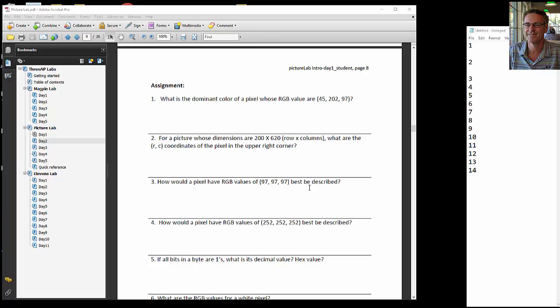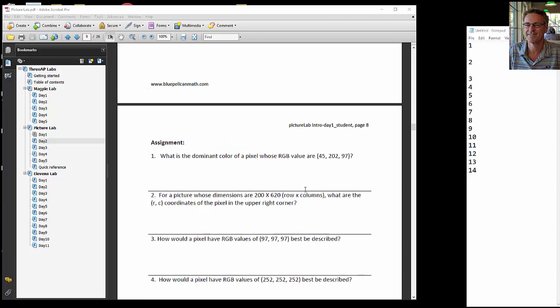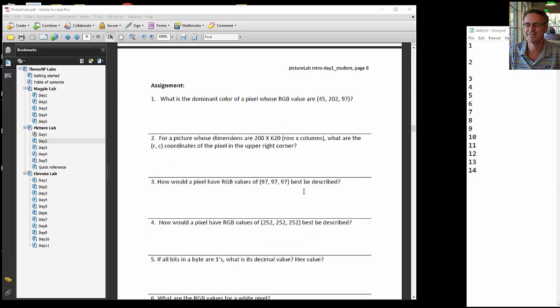For homework tonight, let's take a look at the questions, the assignment at the end of the day one portion of Picture Lab. It says, number one, the dominant color of a pixel whose RGB values are 45, 202, and 97. So 202 is the dominant one. What's that middle value represent? RGB, red, green, blue, so that'd be green.